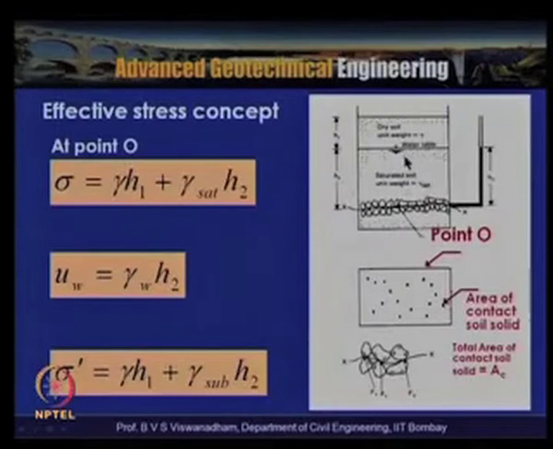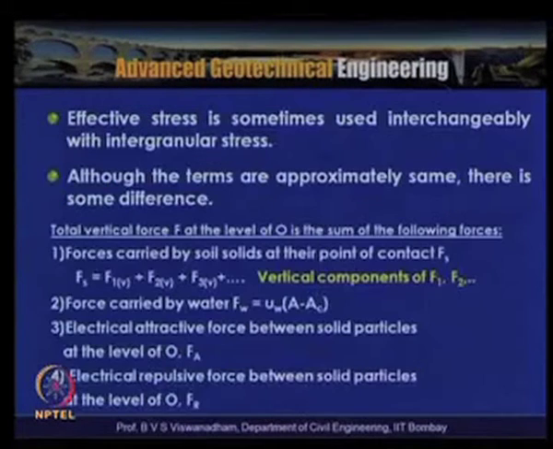Water pressure UW is nothing but gamma W H2. So effective stress at point O is nothing but gamma sat H2 plus gamma H1 minus gamma W H2. With that I can write sigma dash is equal to gamma H1 plus gamma dash H2. So this is how we can determine vertical stresses, effective stresses, by knowing total stresses and pore water pressures. Effective stress is sometimes used interchangeably with intergranular stress.